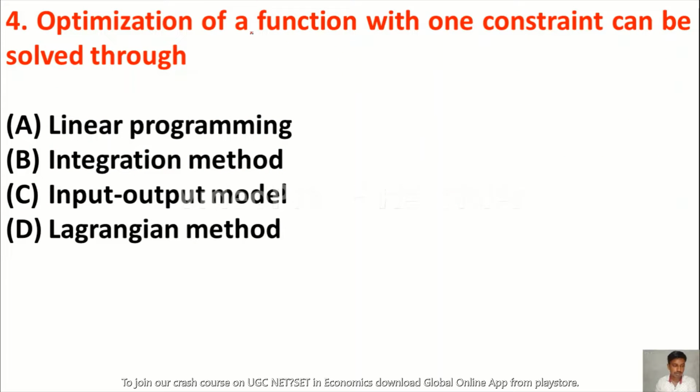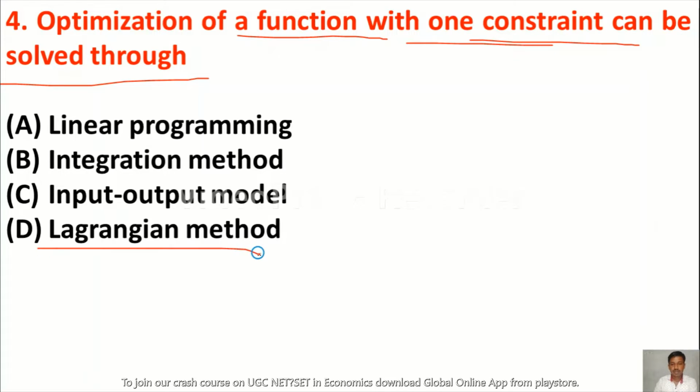So the next question is, optimization of a function with one constraint can be solved through option A, linear programming, option B, integration method, option C, input output model, option D, Lagrangian model. So optimization of a function with one constraint can be solved through option D, Lagrangian model.